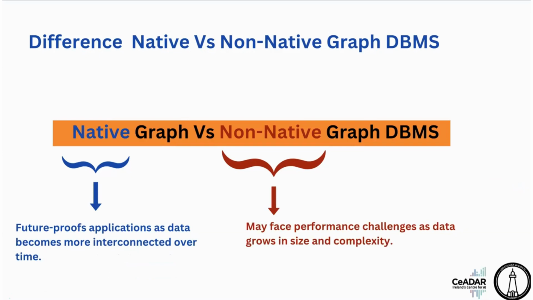Non-native faces a lot of challenges based on size, because each and every read and write operation in a non-native graph DBMS consumes a lot of memory and RAM, and there is a lot of cost. But native is future proof, irrespective of the size of the data. In a graph database, we can connect any number of nodes and edges. That's the biggest advantage. Suddenly, if we have a connection of 1 million users within a day or so, it can easily scale up. That's the biggest advantage of using a native graph over a non-native graph.